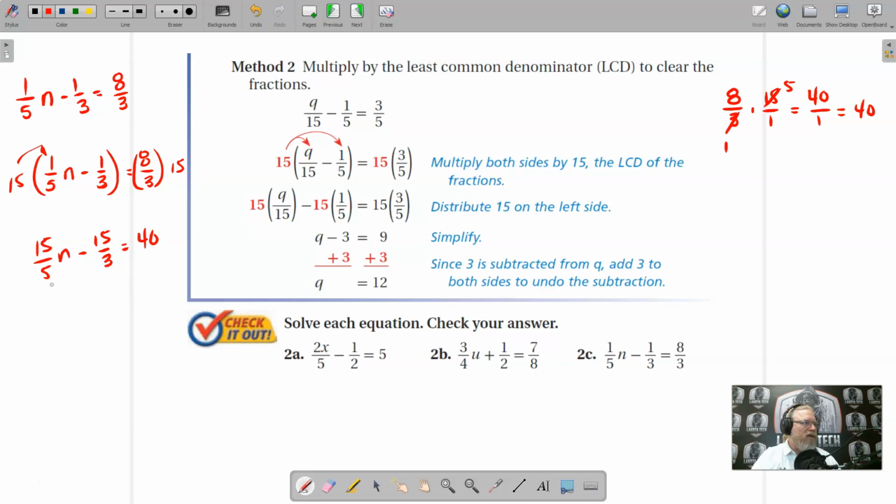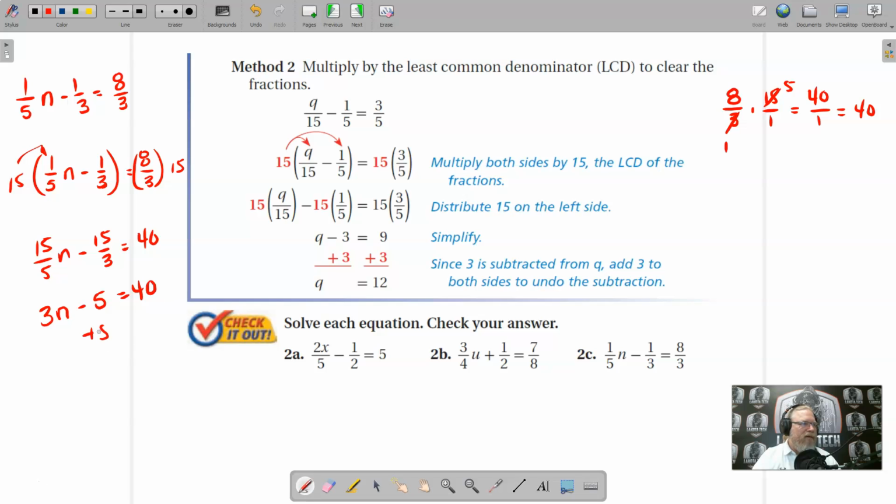Now I could do some more simplifying here. 15 divided by 5 is 3. Take the n. Minus 15 divided by 3 is 5 equals 40. Now this is a little bit simpler, right?